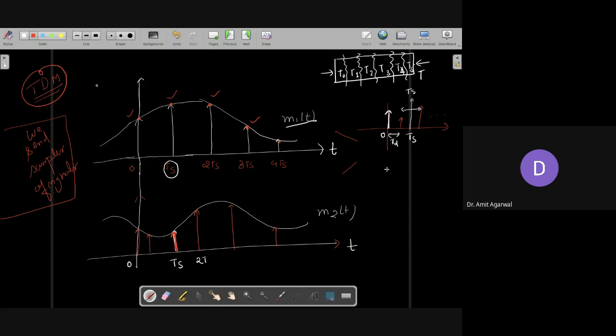So if this is your M1T, and the sampled version of M1T is M delta 1T. Similarly, M2T is this, and the sampled signal, after you sample it, is called M delta 2T. M delta 1T and M delta 2T might have the same spectrum, but the time instants at which we are sending their values are different. So that is why it is called time division multiplexing.